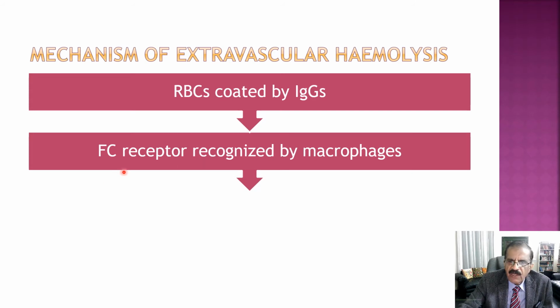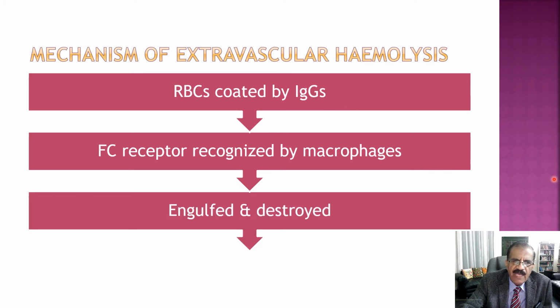So the Fc part, imagine all RBCs are coated with antibodies and the antibodies have the Fc part exposed. And the cells are not agglutinating, they're not hemolyzing because they are separate. And once they pass through narrow spaces, narrow sinusoids like in the liver and bone marrow, but particularly in the spleen, then the Fc receptors on macrophages recognize the Fc part of the antibodies and they engulf it inside and then they destroy it.